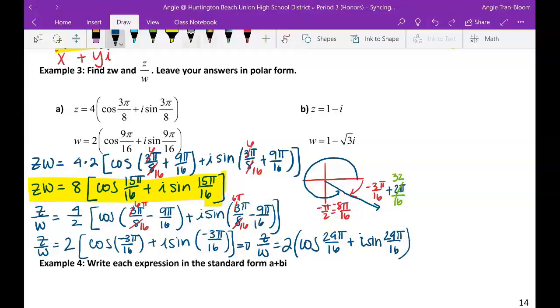So now, with positive angles and positive radius, the division of z divided by w is 2 times cosine 29 pi over 16 plus i times sine 29 pi over 16.